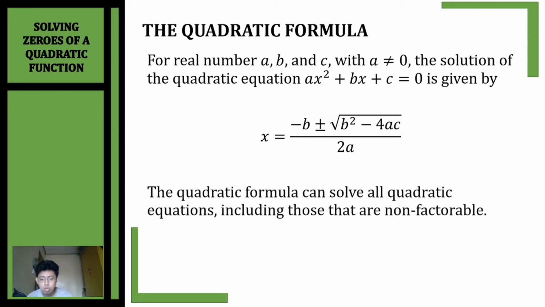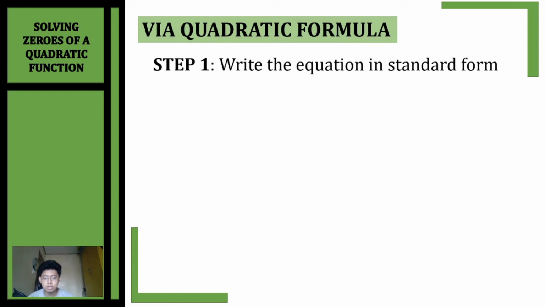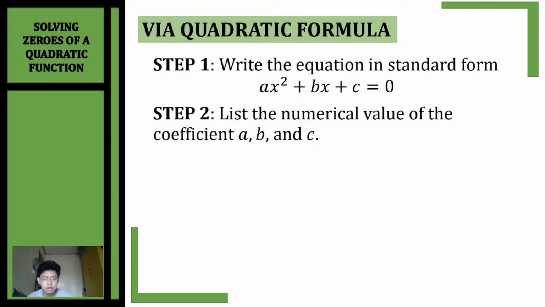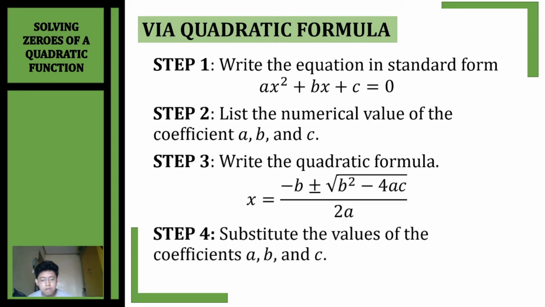Now take note that the quadratic formula can solve all quadratic equations, including those that are not factorable. Here are the steps in solving quadratic functions using the quadratic formula. First, we need to write the equation in standard form, wherein ax squared plus bx plus c is equal to 0. Then step 2, list down the numerical values of the coefficients a, b, and c. Step 3 is to write the formula, then substitute the values of the coefficients a, b, and c, and then solve for the value of x.